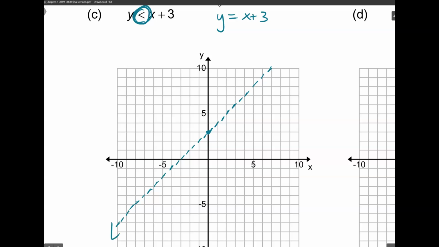Okay. I think that's dashed enough. You can see it. So I drew it dashed because it's just a less than. So it tells me dashed, dotted, whichever one you want. It just can't be solid. Now I have to decide.